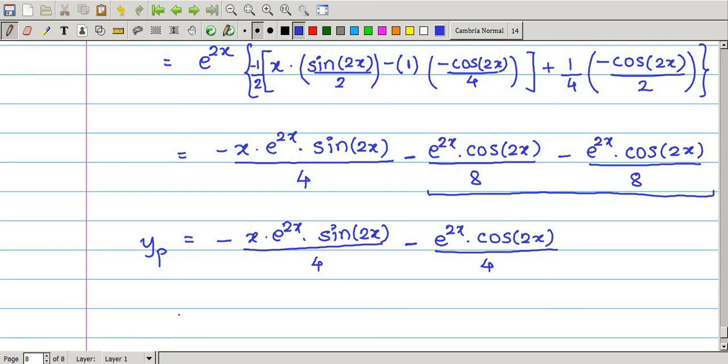From the auxiliary equation we can find the complementary function as well, and the general solution is y_c plus y_p. So in the exam you are expected to solve the problem in detail and get the required solution. I hope you have solved these problems on your own.